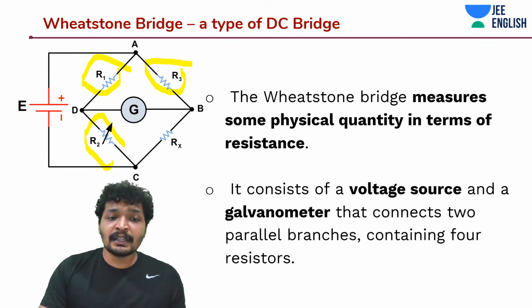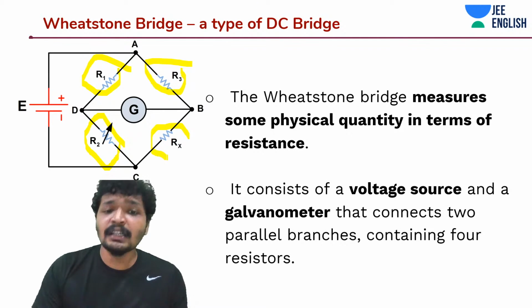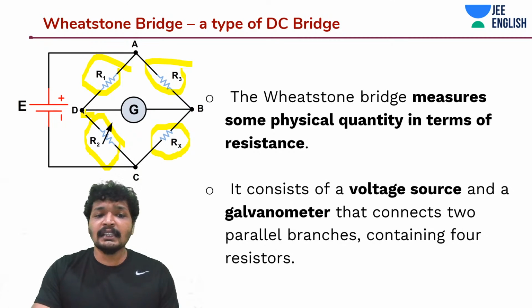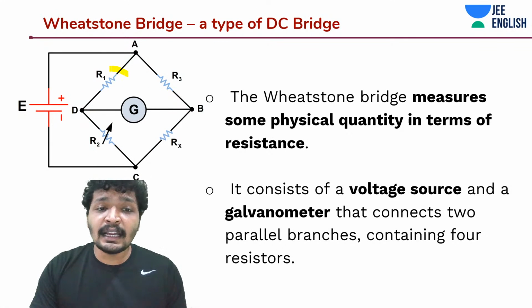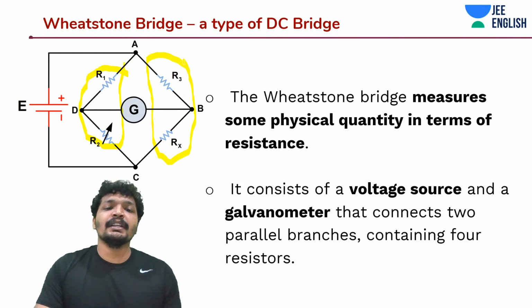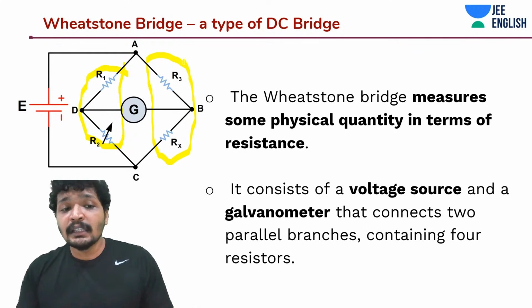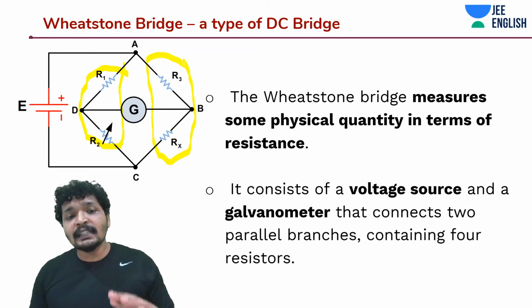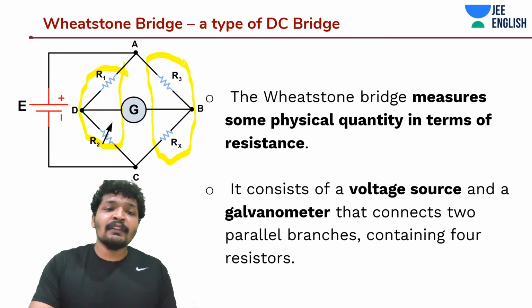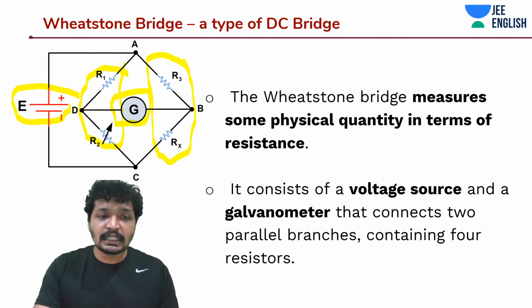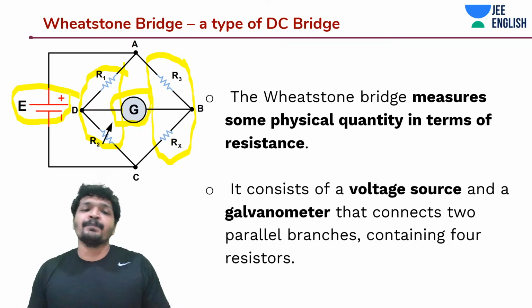One of them is kept as a variable resistor. We will talk about why it is kept as a variable resistor. There is a galvanometer connected between D and B, if you noticed. Where is this galvanometer connected? It is connected between the two parallel combinations of resistors. In total, a Wheatstone bridge generally has 4 resistors, a galvanometer to measure the electrical properties, and a voltage source. These are the 6 major components of a Wheatstone bridge.